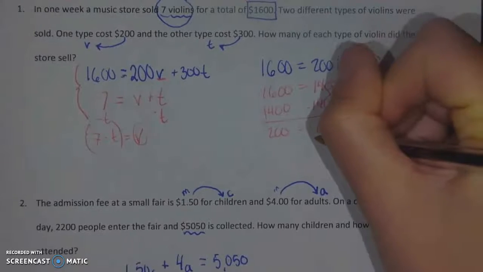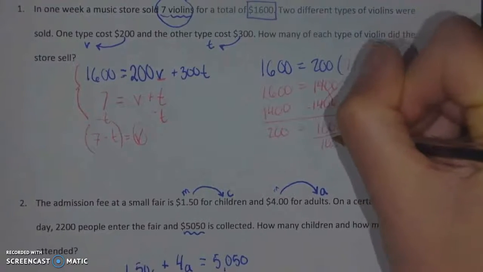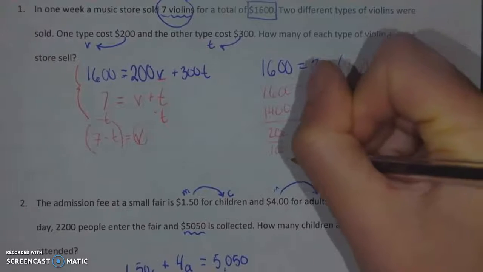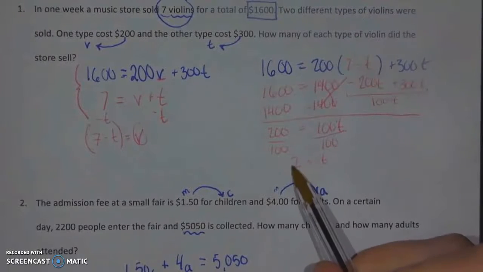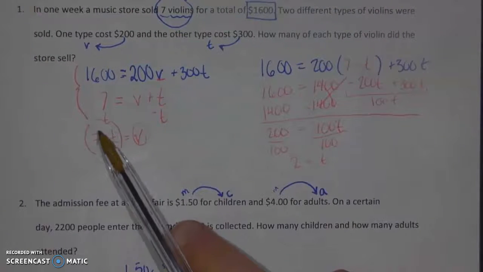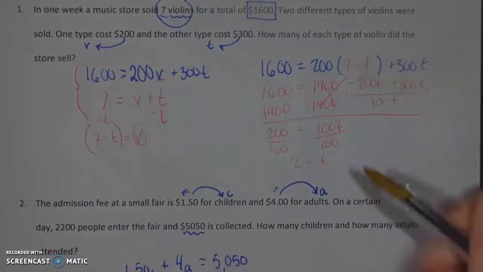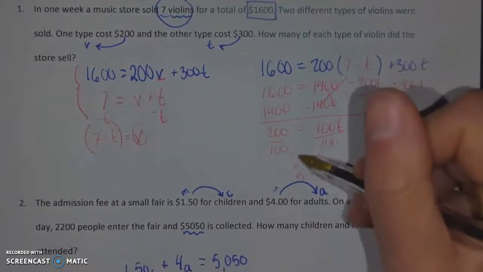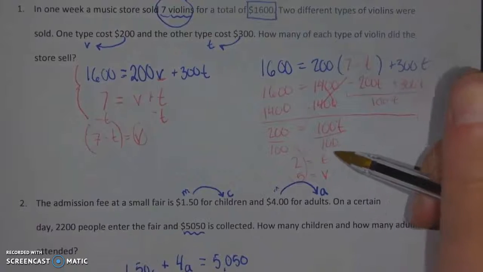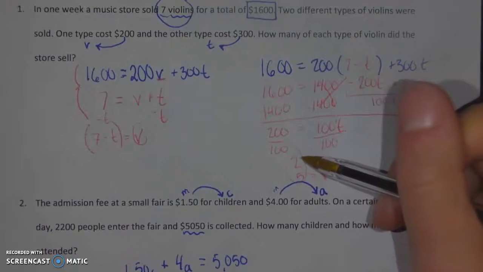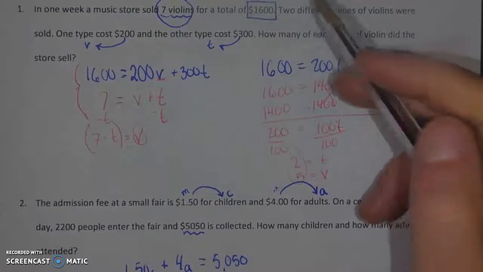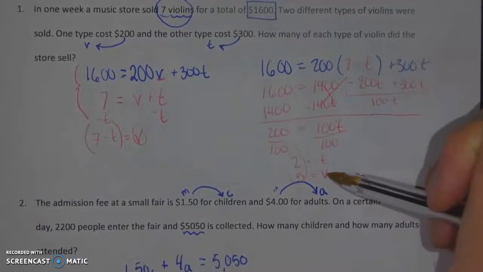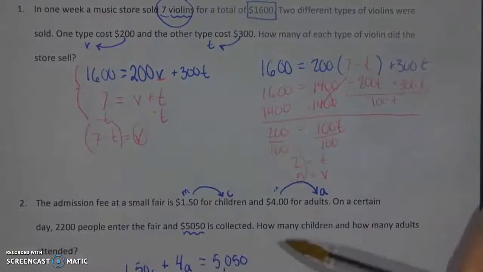And since 100t is just 100 times t, I can undo that multiplication with division, and that leaves me with t is equal to 2. Since t equals 2, and 7 minus 2 is 5, that tells me that v has to equal 5. I could put that back in and it would work. This is telling me that two of the violins I sold were for $300 each, and the other 5 were the $200 ones.